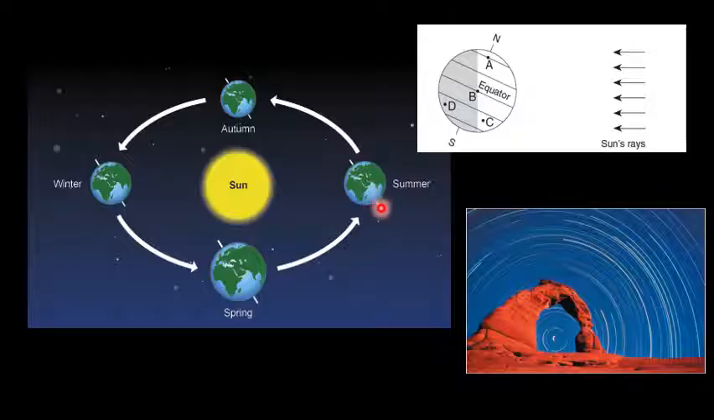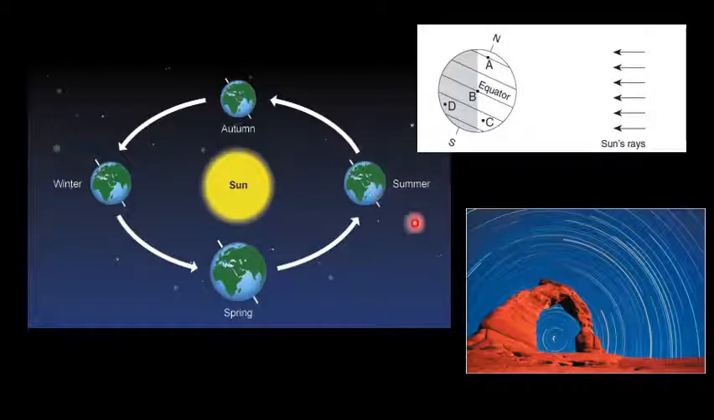The axis is not straight up and down. It's actually tilted over to the side at about 23.5 degrees. That's why when you look at globes, they're always kind of tilted to the side as well. So it rotates one time on its axis once every 24 hours. And it gives us some apparent motion as well.